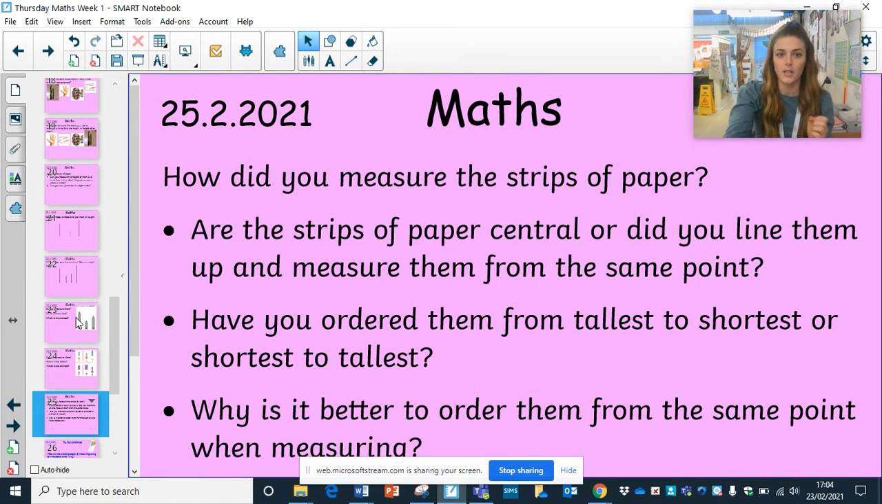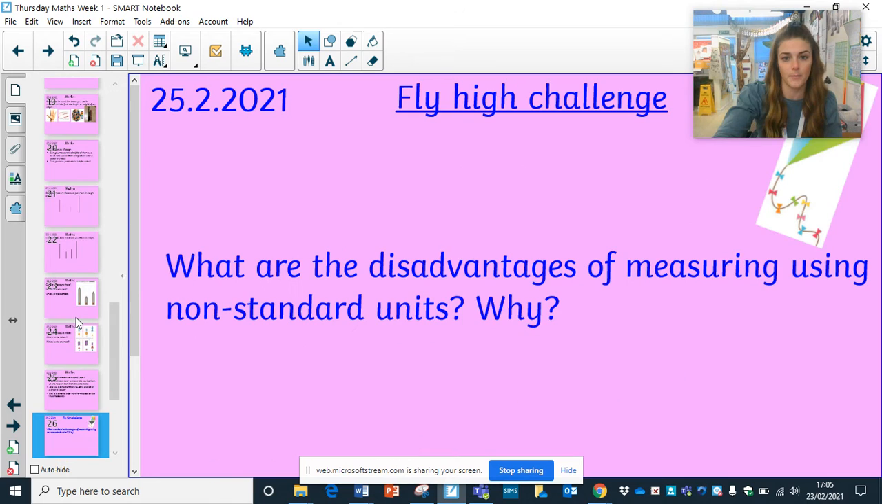So think about these questions. How did you measure? Did you start them from the same point? Have you ordered them tallest to shortest, shortest to tallest? And why is it better to order them from the same point when measuring? Okay, so why would you line them up to measure the height? Why is that important? Then, as always, you have your fly high challenges here.